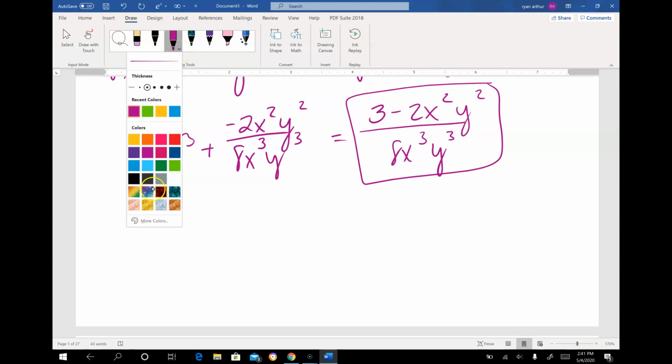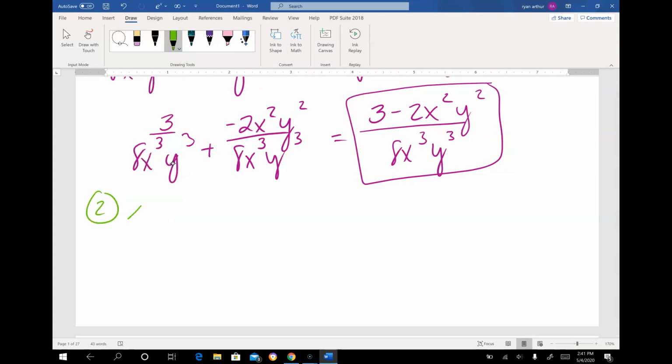Number 2 is going to be, let's see, x plus 12 over 4x minus 16 minus x plus 4 over 2x minus 8. Let me write that x. Whoops. X plus 4. There we go.